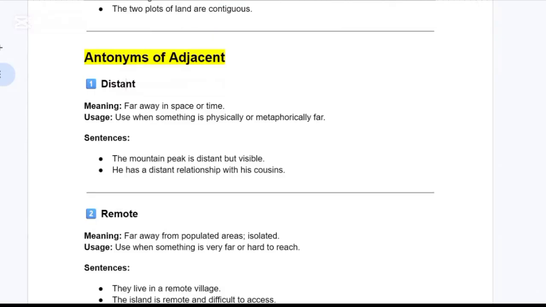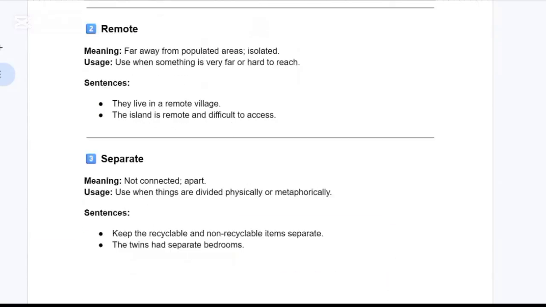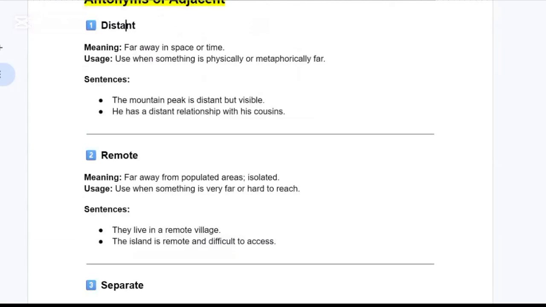Antonyms: distant, remote, separate. Distant is far away in space or time. Used when something is physically or metaphorically far. The mountain peak is distant but visible. He has a distant relationship with his cousins.